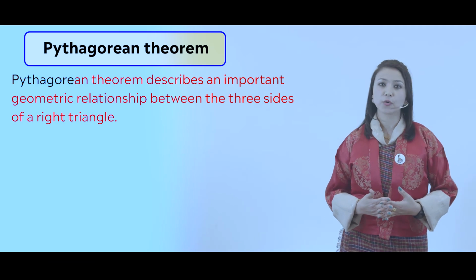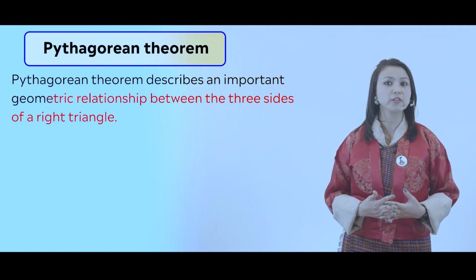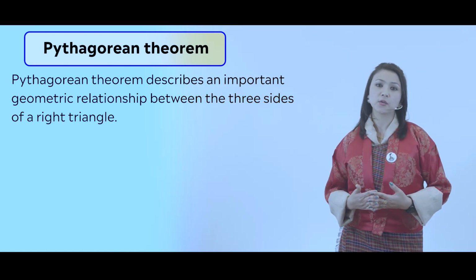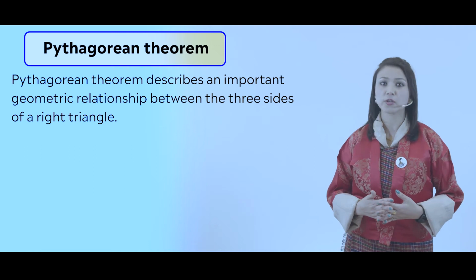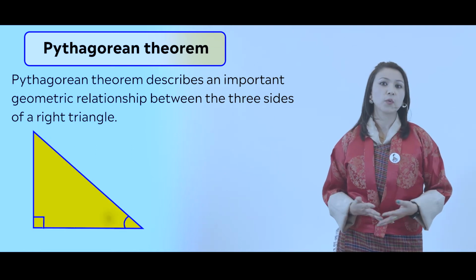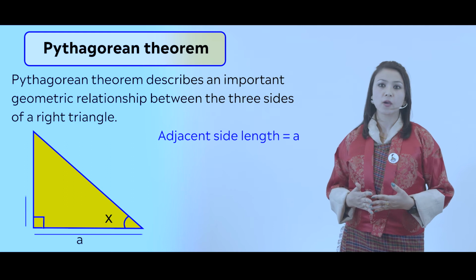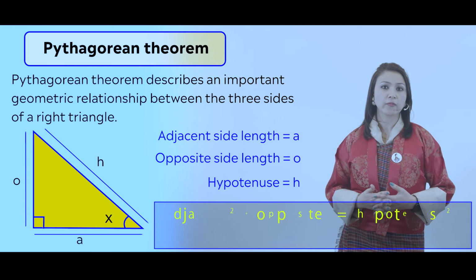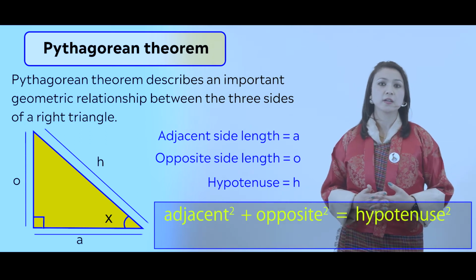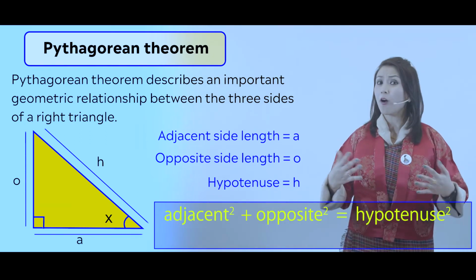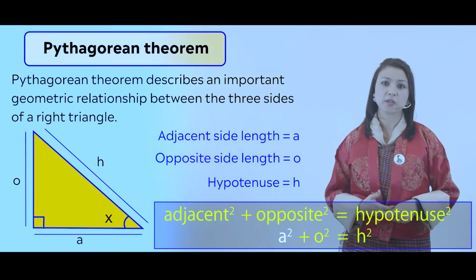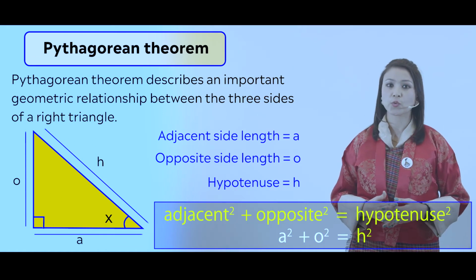Let us now move on to the Pythagorean theorem. The Pythagorean theorem describes an important geometric relationship between the three sides of a right triangle. Let us look into what the Pythagorean theorem actually says. For a right triangle with adjacent side length A, opposite side length O, and hypotenuse H, the square of the adjacent side length plus the square of the opposite side length will always be equal to the square of the hypotenuse. That is, A square plus O square is equal to H square.